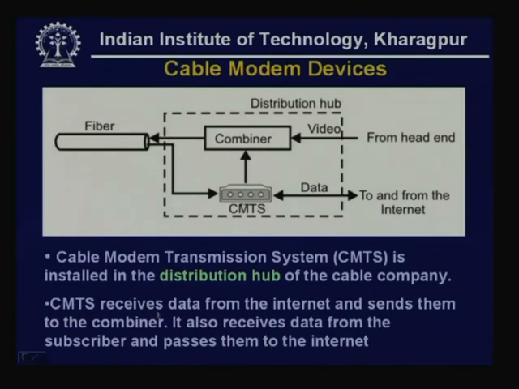That means CMTS receives data from the internet and sends it to the combiner, and it also receives data from the subscriber and passes it to the internet. So, the CMTS does communication in both directions.